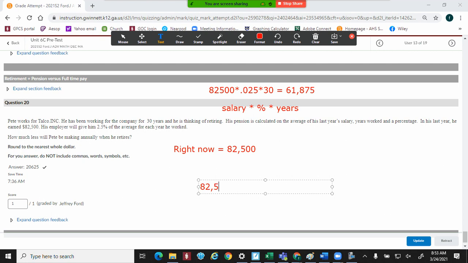So how much less will he be making? So $82,500 when he's working full time. His pension when he retires, $61,875. You do the math, and you get $20,625. That's it.